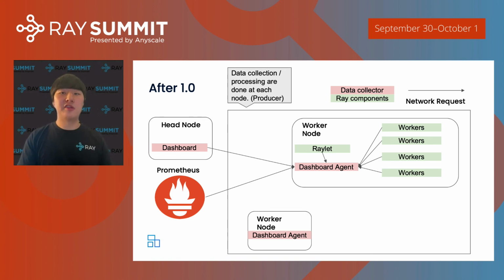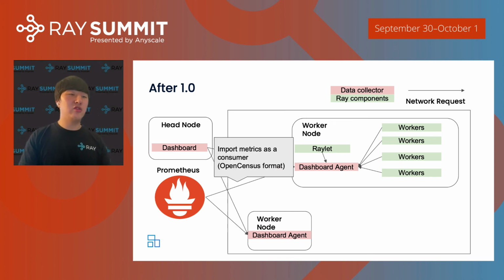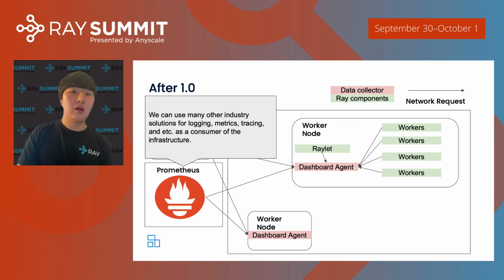The box means the metrics infrastructure, and the agent at each node collects and processes telemetry such as events, metrics, or custom metrics from each node. And as you can see, the dashboard is just one of the consumers. In the same way, you can set up Prometheus as another consumer, and that's how we collected custom metrics and system metrics through Prometheus, as I showed at the beginning of the slides. We can use many other industry solutions for logging, metrics, tracing, and so on as consumers of the infrastructure as a result.